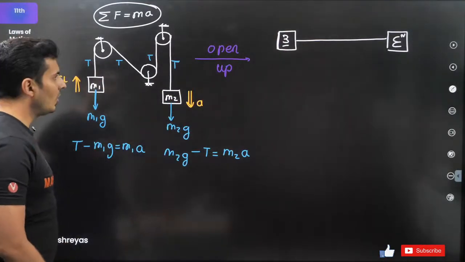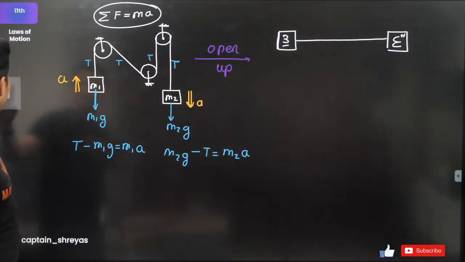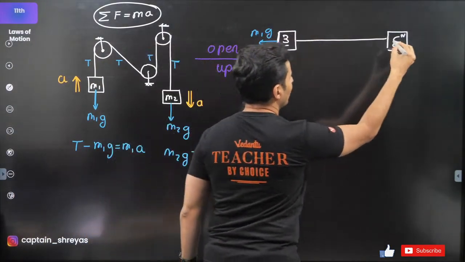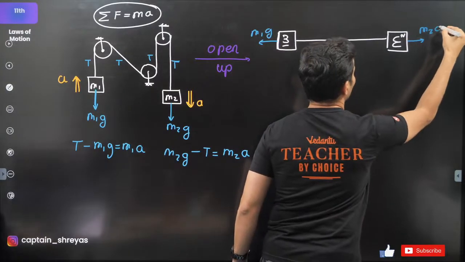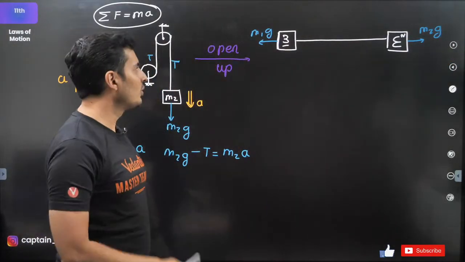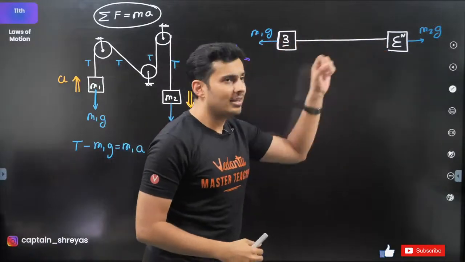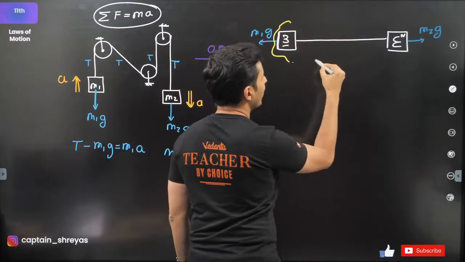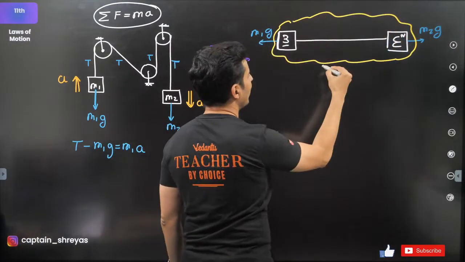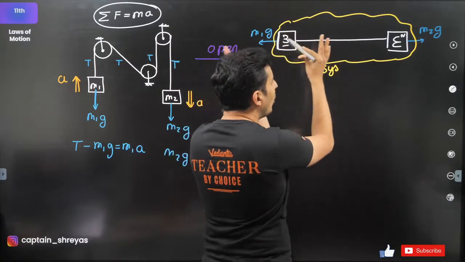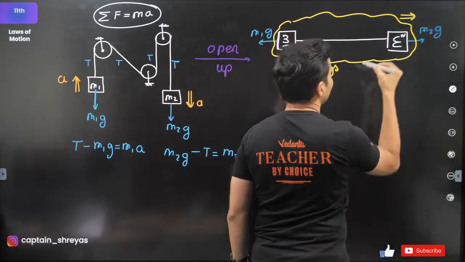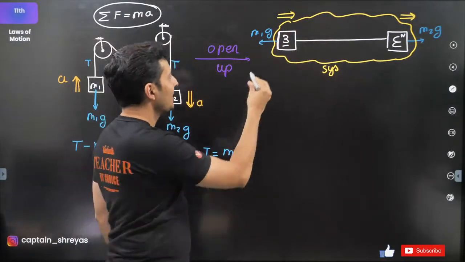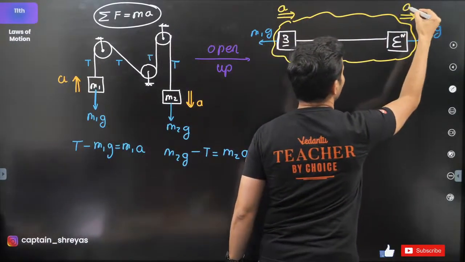So now what will happen is you will just have one m1g force over here, and over here you will have m2g force. That's it. m1g force here, m2g force here. Now forget that there is tension, because if you treat this entire object like one single system, you can see this whole thing will accelerate like this. This will accelerate this way, this will accelerate this way. This will be the acceleration of this mass, this will be the acceleration of this mass.